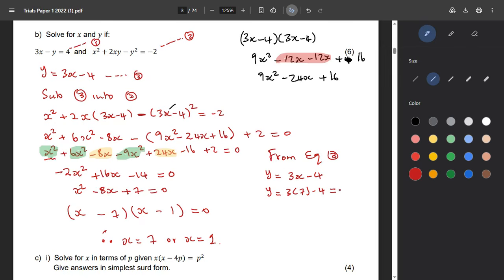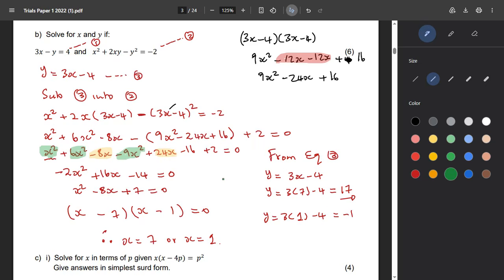If it's 21, we minus 4. That's like 17. So this is the first y value. Okay. The second y value will be 3 into, where there's x, we put the other x coordinate, which is 1. Then let's subtract the 4. 3 times 1, that's 3, minus 4, that's -1. So those are the corresponding y values.